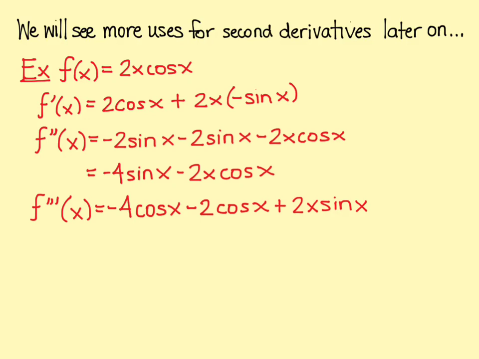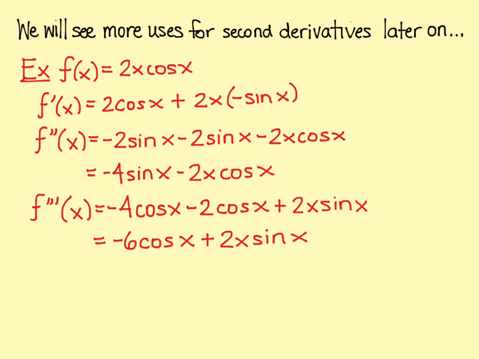minus, now we're going to take the derivative of the 2x, leaving the cosine x alone, so minus 2 cosine x, and then minus, what happens when we take the derivative of cosine? We get negative sine x, so I'm going to get a negative negative, which gives me a plus 2x sine x. And once again, we can simplify this to get negative 6 cosine x plus 2x sine x. So all I did was combine the like terms.